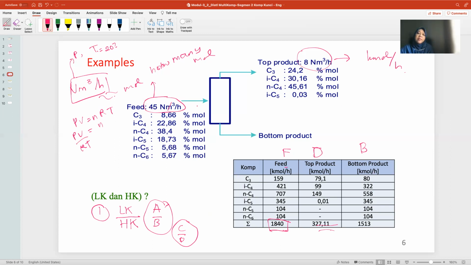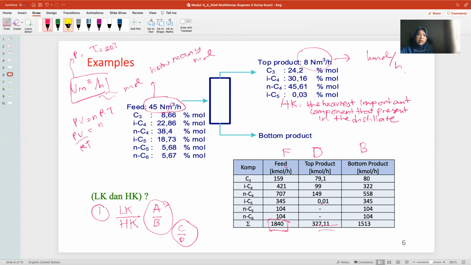Now, if the problem does not state which one is the heavy key and the light key, then we can see. Back again to the heavy key: it is the heaviest important component that is present in the distillate. So the heaviest one is between NC4 and IC5, yeah. Is this a number? 0.01. This is still a number, yeah. This is still quite significant.